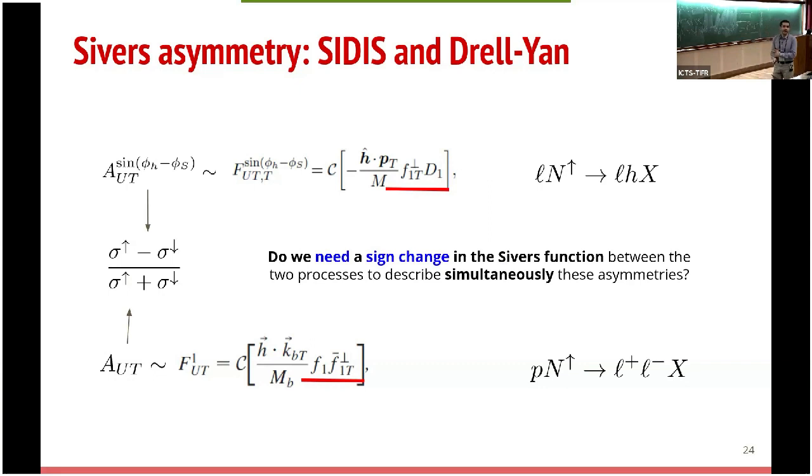So the question is, do we need a sign change between this Sievers function in Drellian and the Sievers function in semi-inclusive DIS to describe simultaneously the asymmetries? This is what we need to understand. This is what we need to measure, and this is what we need to try to get from the experimental data. The need for having a minus sign or not between the Sievers function here and the Sievers function there, okay?